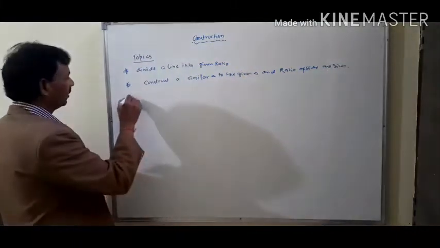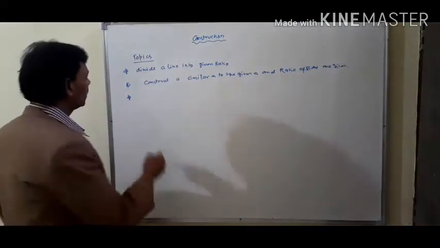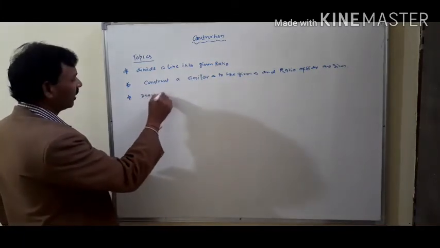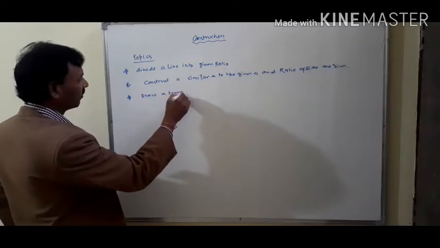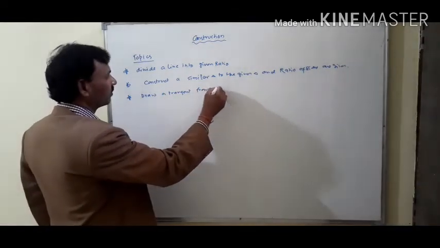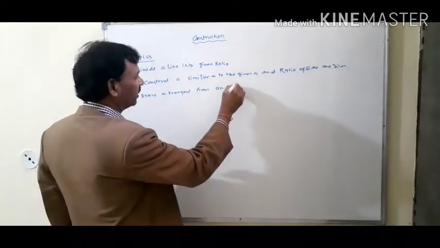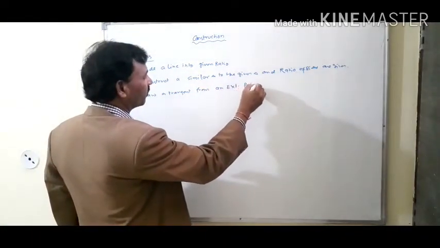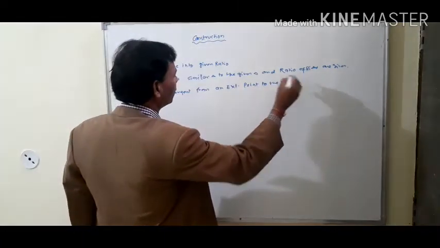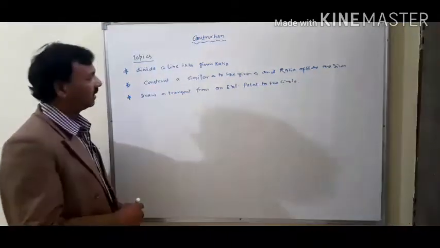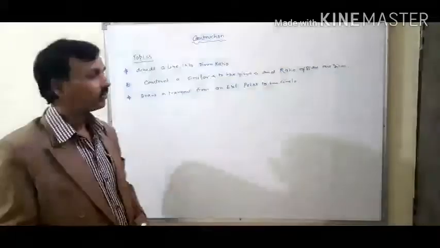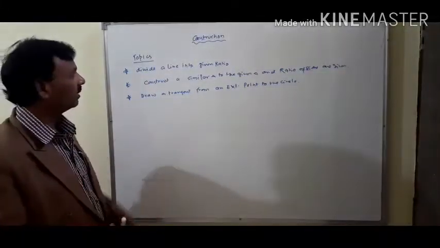And the third, this is very important, third topic will be draw a tangent from an external point to the circle. There are mainly three topics we will study in the construction. Now we will take them one by one.